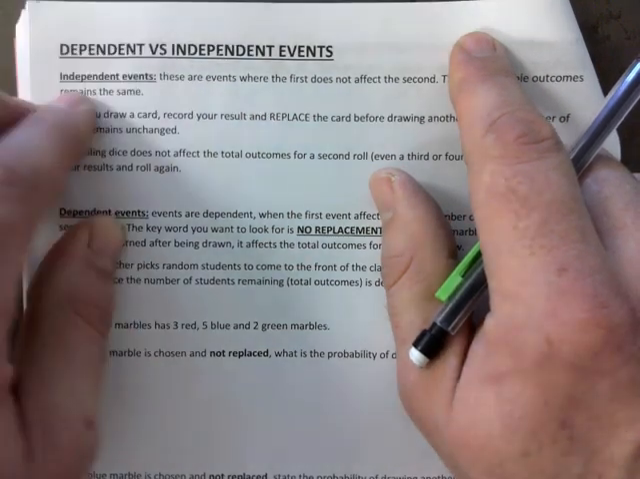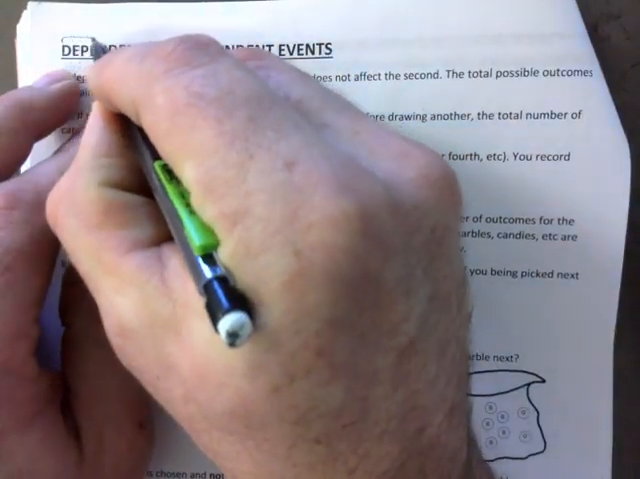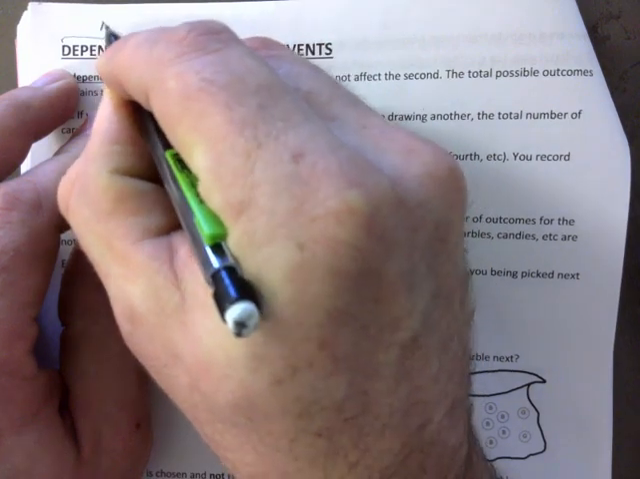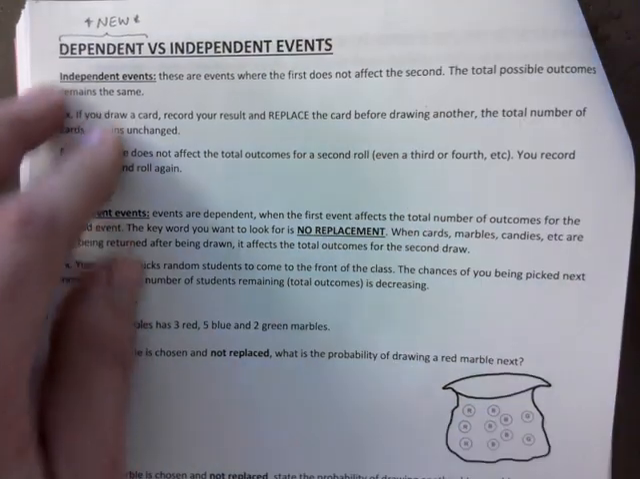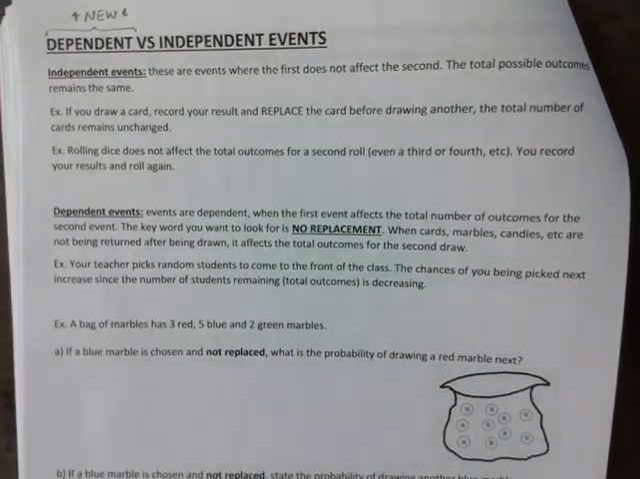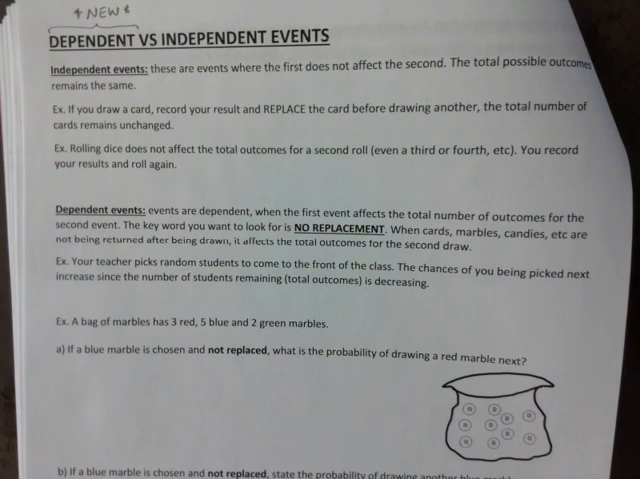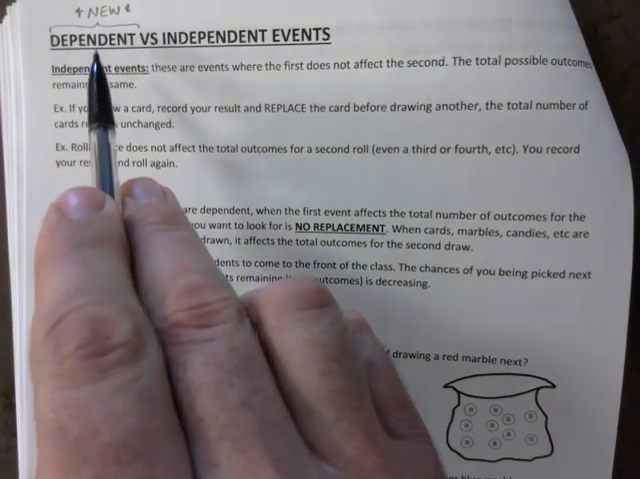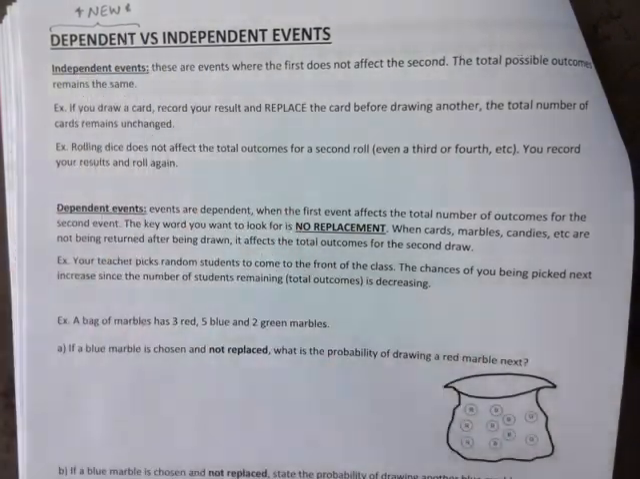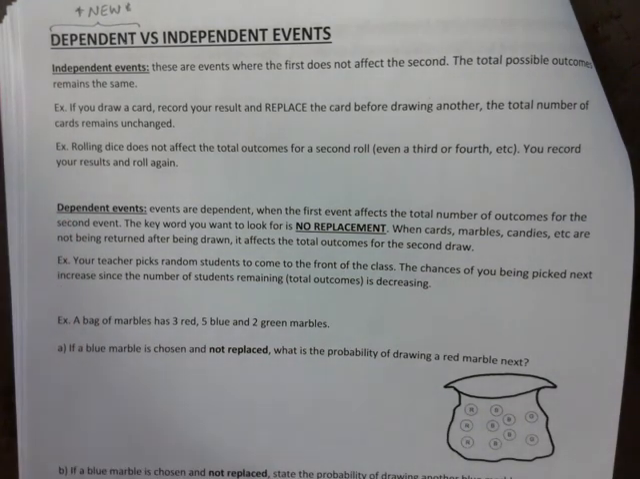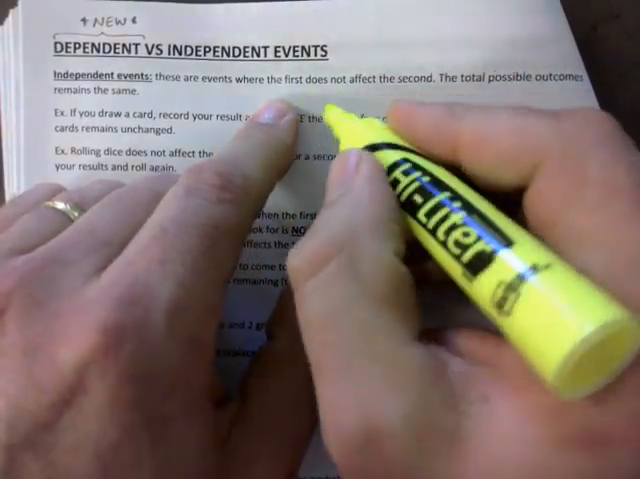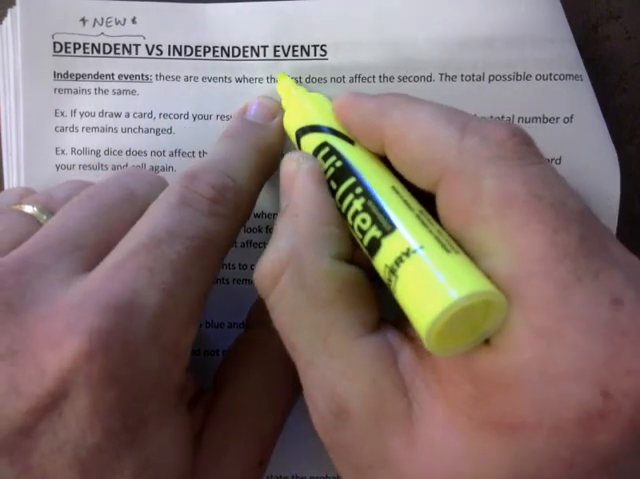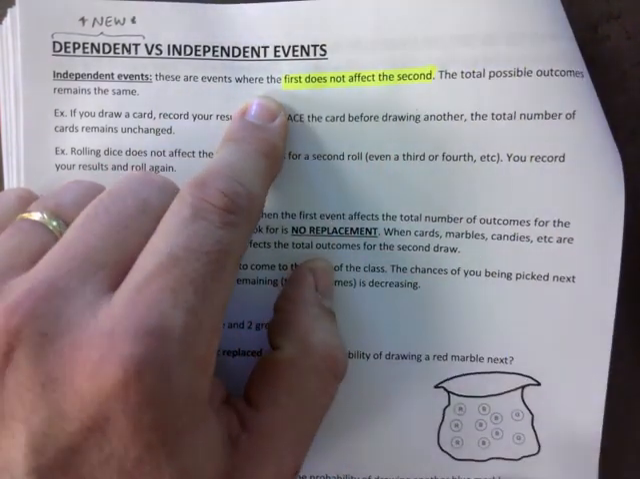But now, this is new. This is a new concept. We are now going to talk about dependent events, but I'm going to compare them side by side so you understand the difference. This is on page 49. Independent events are events where the first does not affect the second.